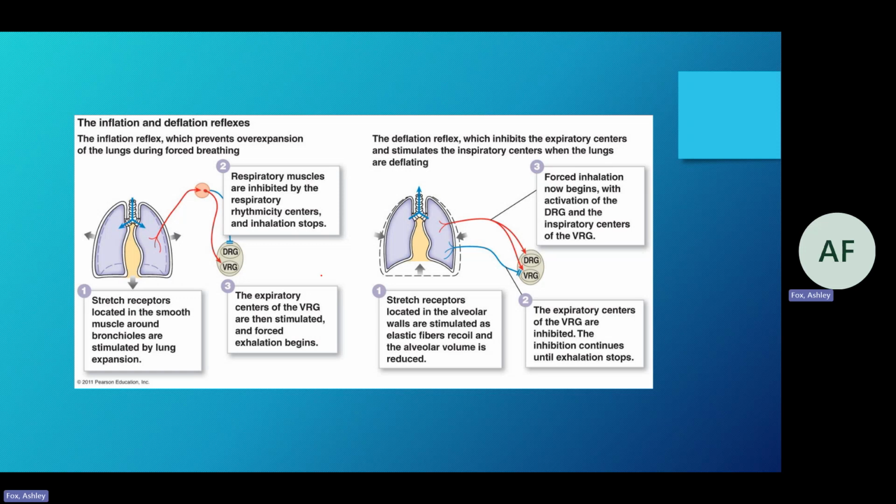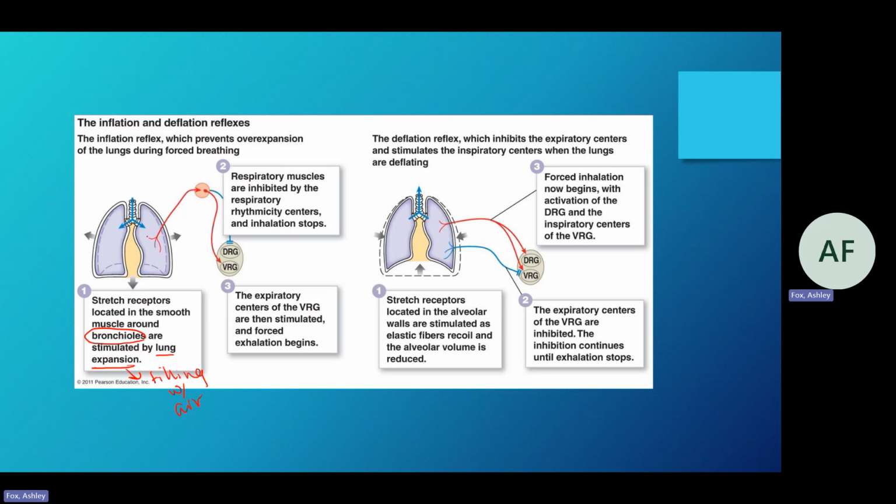So again, this is looking at the reflexes. These stretch receptors are in the smooth muscle around the bronchioles. Remember, bronchioles have smooth muscle that can constrict and dilate. They are stimulated when your lung is getting larger or expanding, meaning it's filling with air.